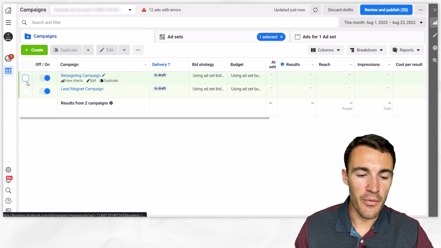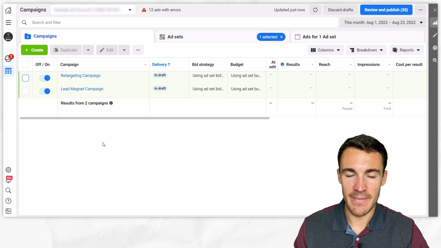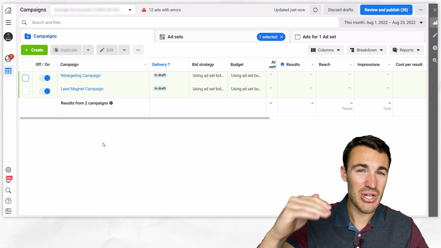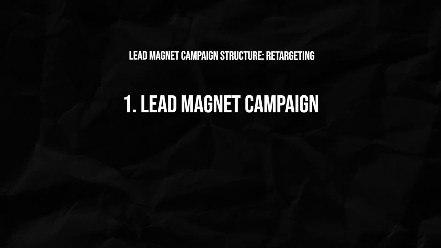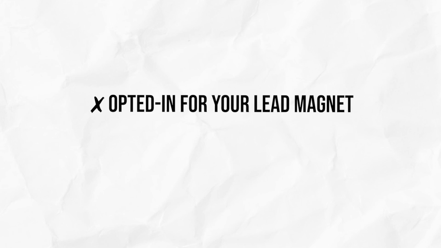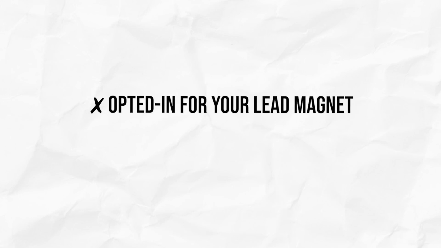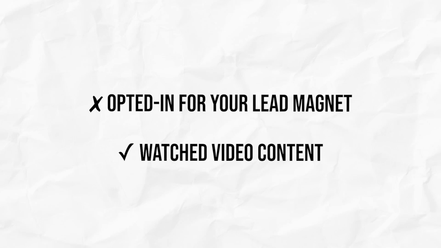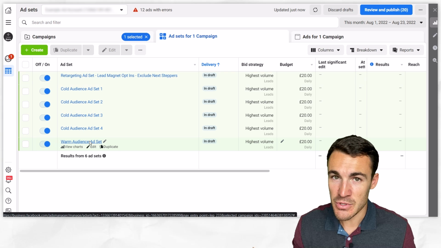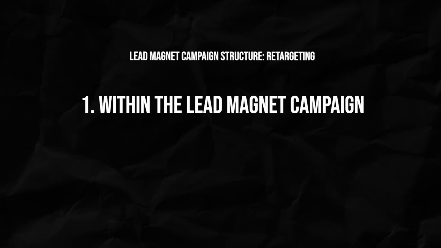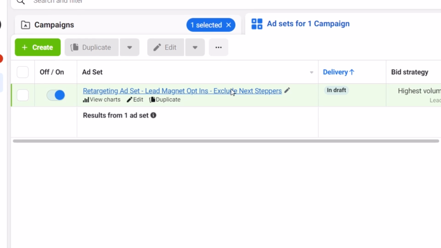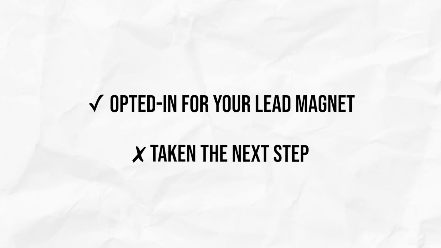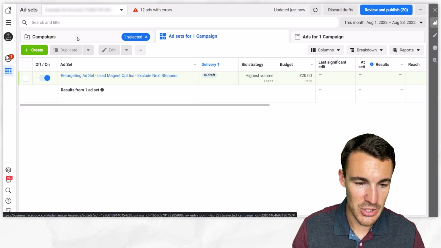So the part that people often get confused about with lead magnet campaigns is the retargeting, because there's actually 2 layers of retargeting. There's retargeting within the lead magnet campaign. So people who have not yet opted in for the lead magnet, but have, say, visited your website, watched a video of yours on Facebook. You want to retarget those people to get them to opt into your lead magnet. And then there's the next level, which is the retargeting campaign, which is the people that have opted in for the lead magnet. It's literally got it in here, but not yet taken the next step. Very, very important, there's a distinction.